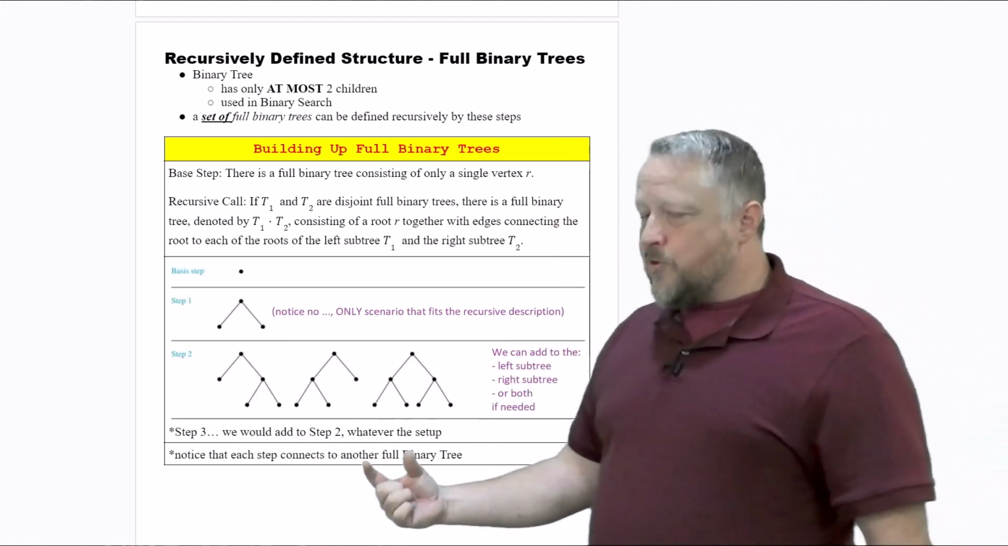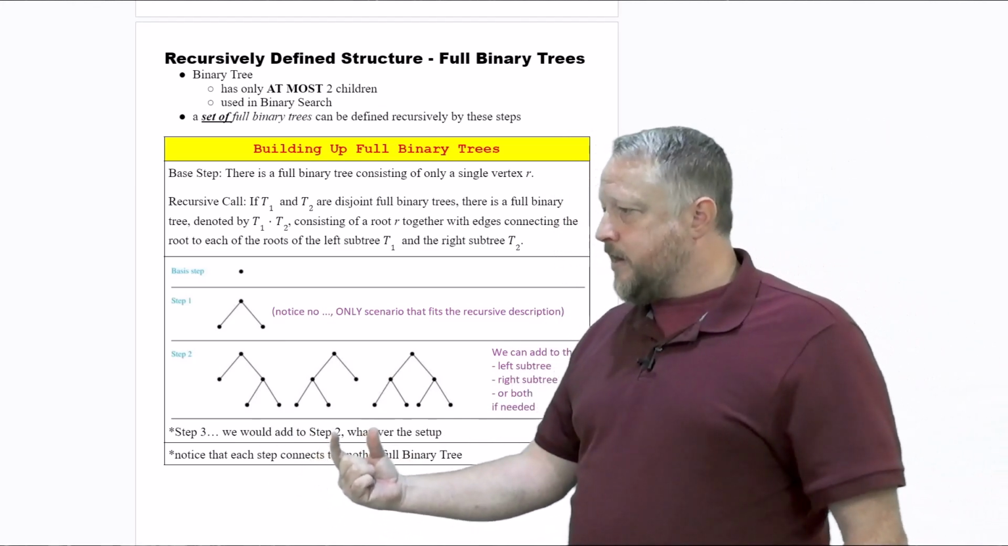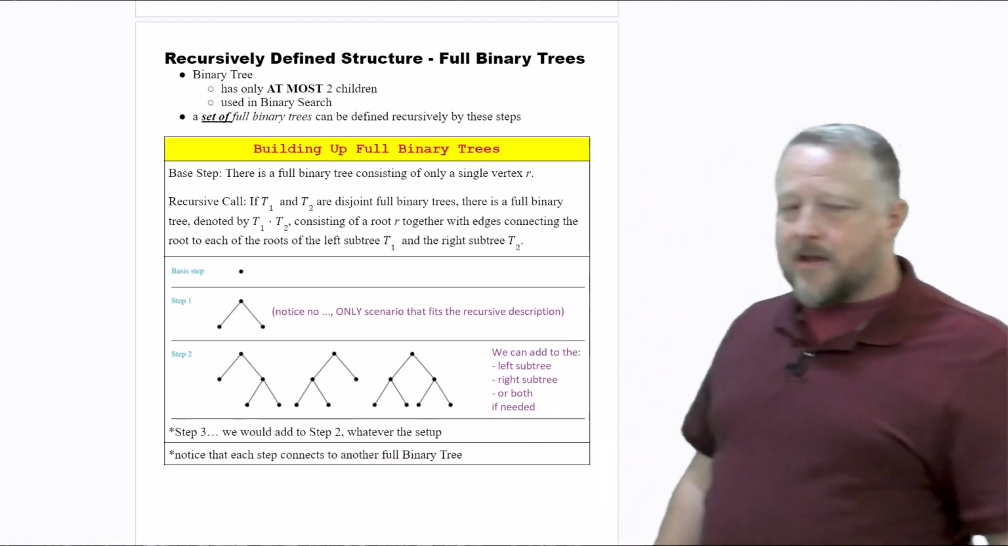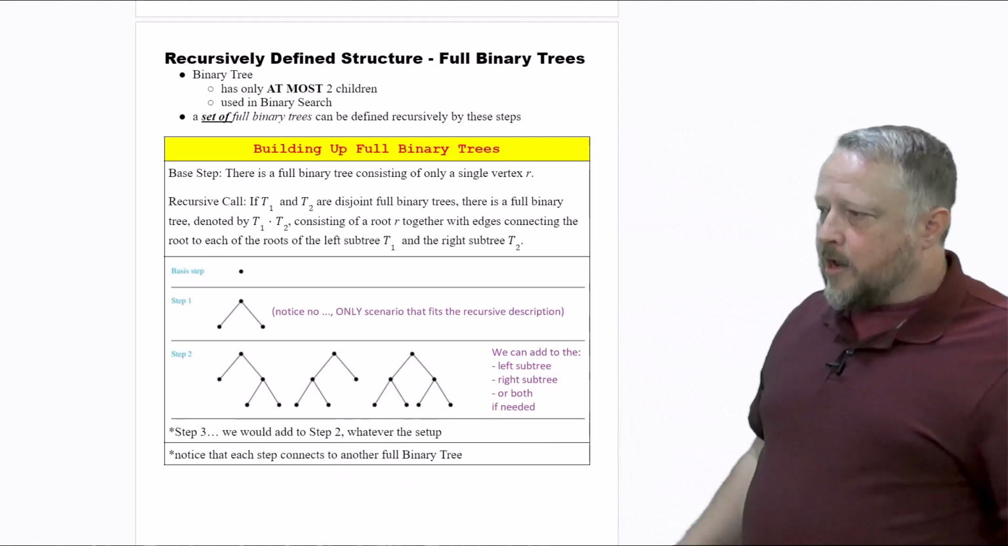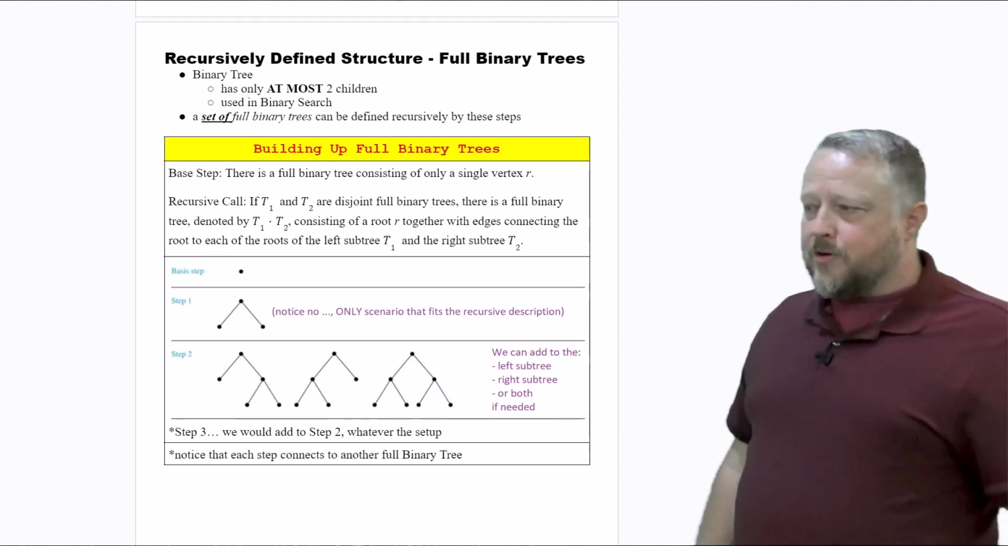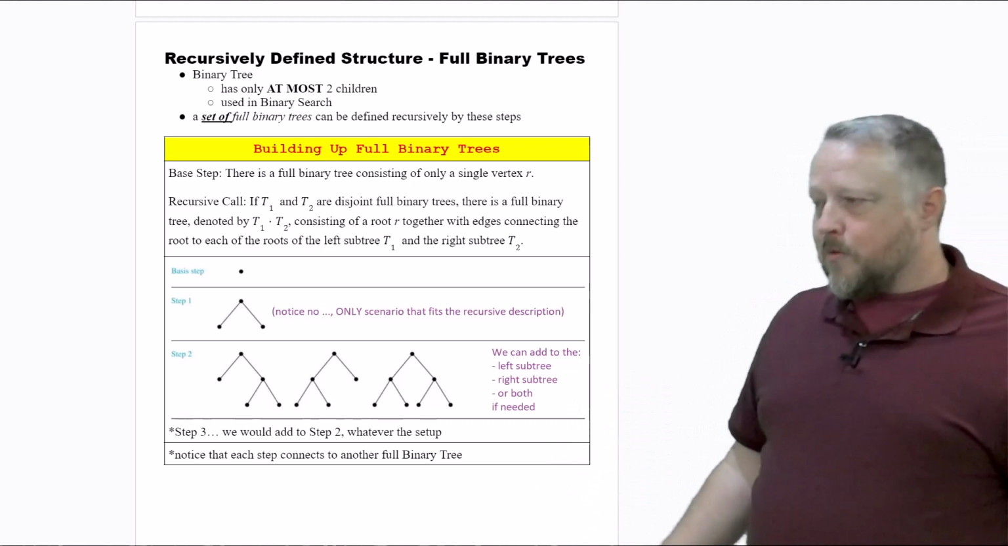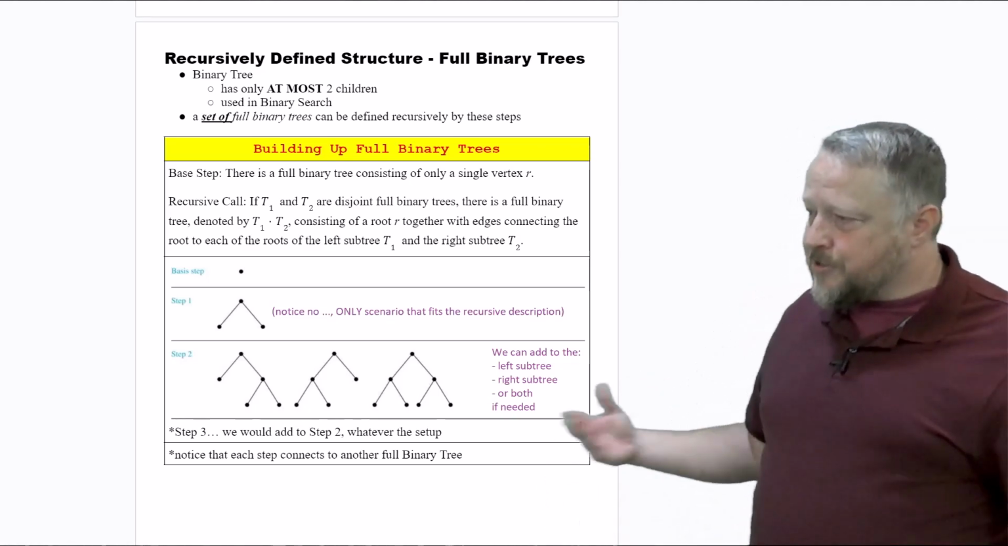The next 2, if I was a programmer, would be over here for this next tree because, frankly, again, that makes another full binary tree. So notice that each step connects to another full binary tree or makes it a full binary tree each time we do this recursively.